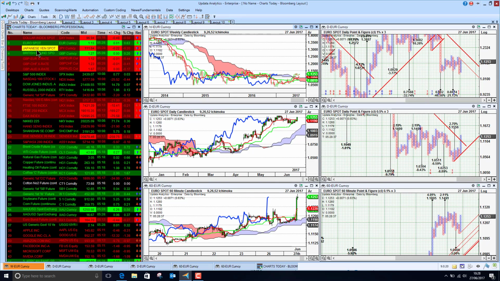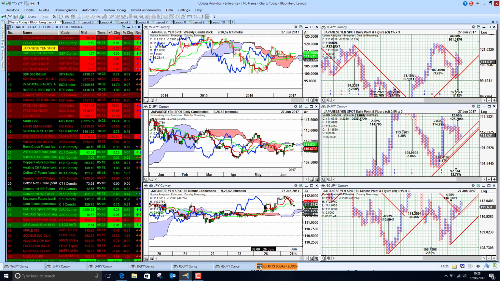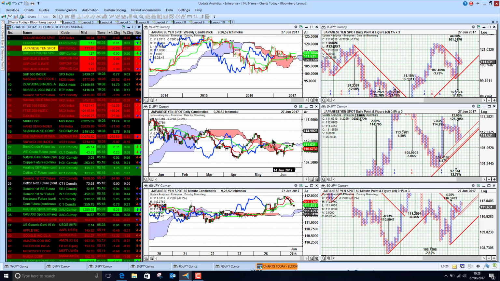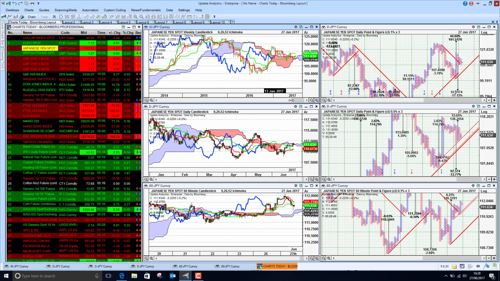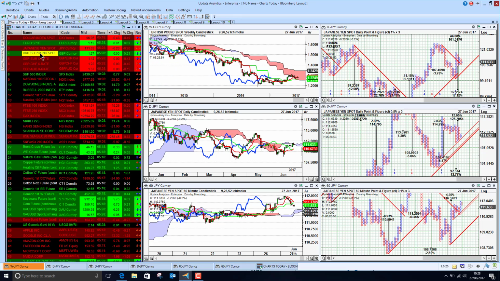Looking at the Japanese yen, we see here that the dollar is bullish against the yen, not quite yet on the daily chart, but on the weekly chart we are in fact just starting to come through as well. So we're seeing that coming through.